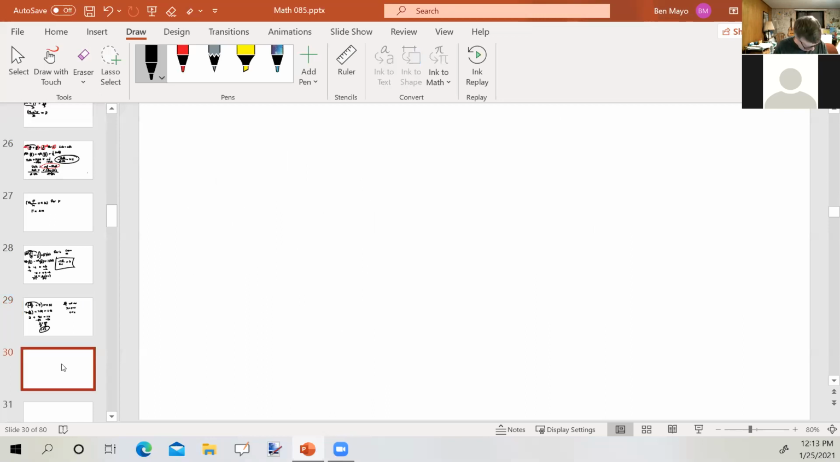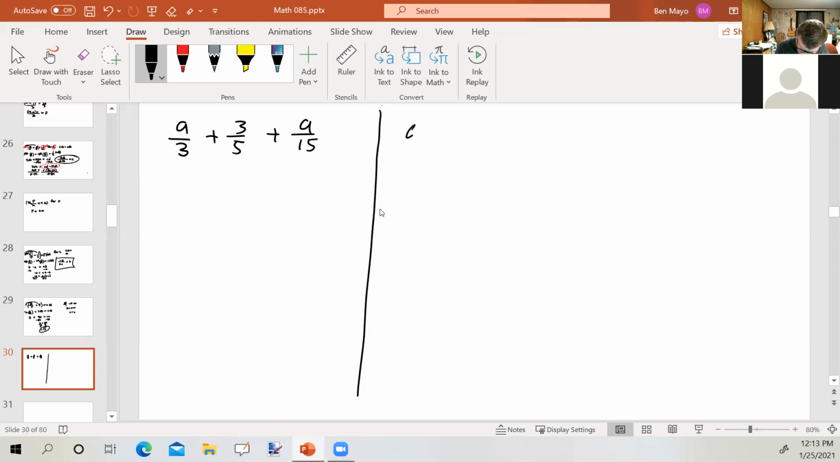I knew there was something more important I needed to talk about. A over 3 plus 3/5 plus A over 15. And then A over 3 plus 3/5 equals A over 15. Can anybody tell me what this is? Anybody? Is it a divider? No, this is the sound of one hand clapping. Can you hear it? How about this? Can you hear this? Yes. That's the sound of two hands clapping.